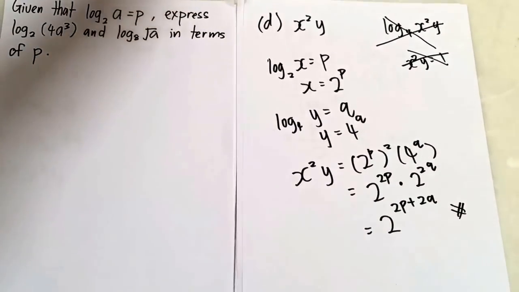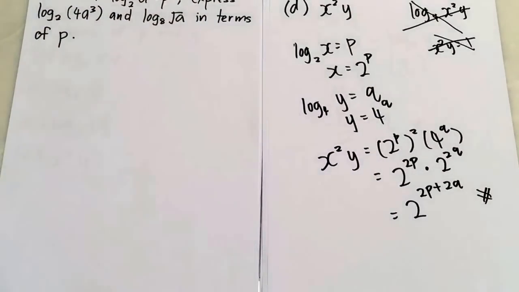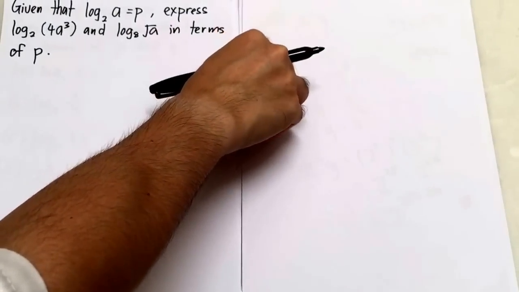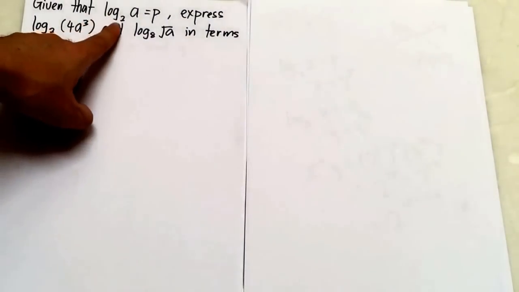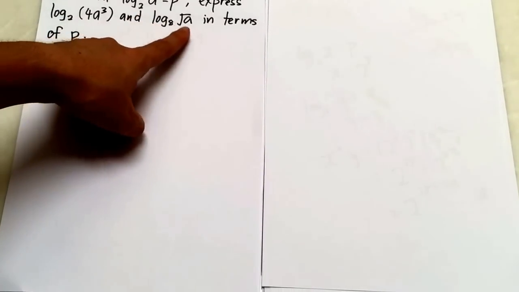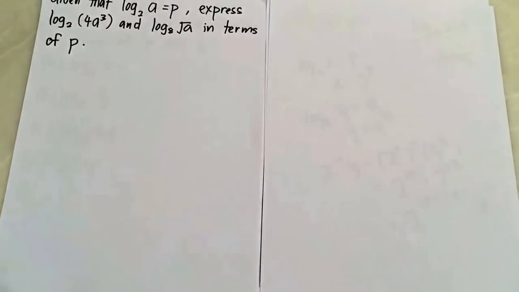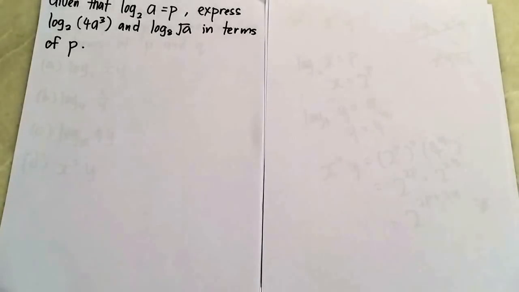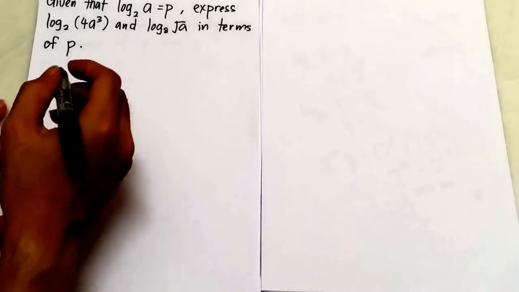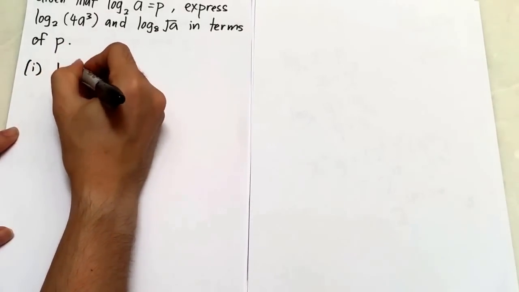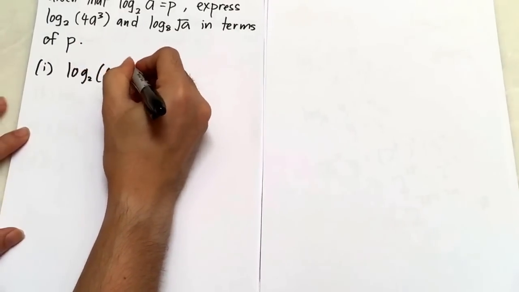This question is quite similar to the first question we did just now. Given that log 2a equals p, express this one and this one in terms of p. That means make sure your answer has p in it, and make sure your answer does not have log anymore. So start from the first one. I'm going to call this one first one: log 2 of 4a power of 3.